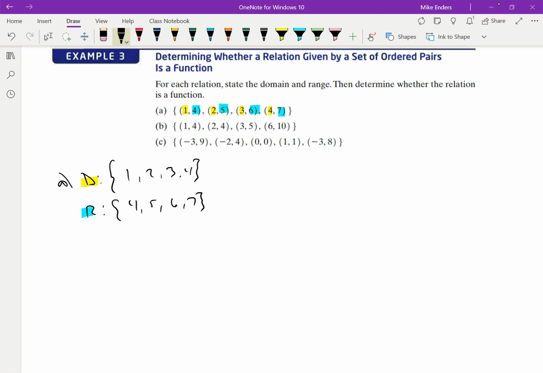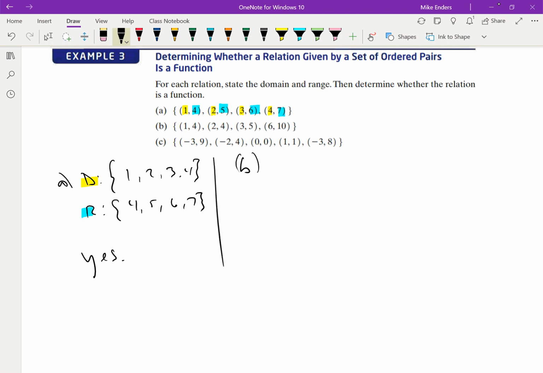Would this be considered a function? Well, for every x, is there only one corresponding y value? For every first item listed, is it only listed once with only one corresponding value? And in this case, yes, it is. A yellow 1 here gets mapped with only one blue 4. Every yellow 2 only gets mapped to a blue 5. Every yellow 3 gets mapped with a blue 6. Every yellow 4 gets mapped with a blue 7. If I had 3 getting mapped to 6 and 3 getting mapped to 7, then it would no longer be a function.